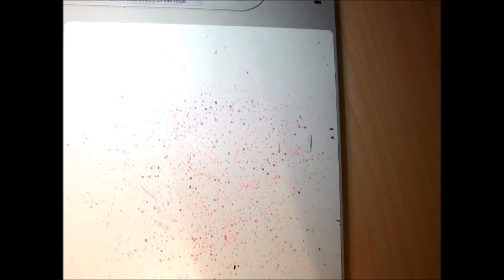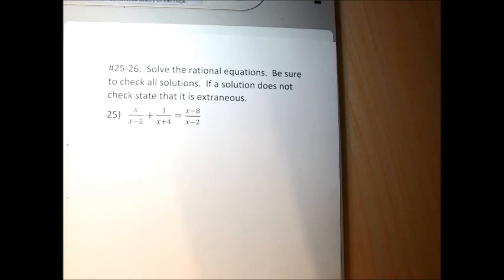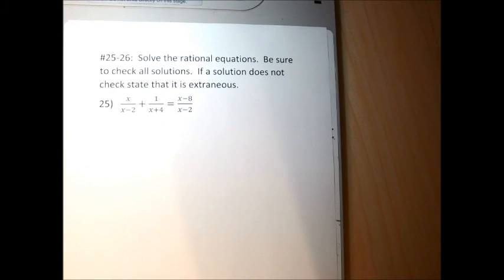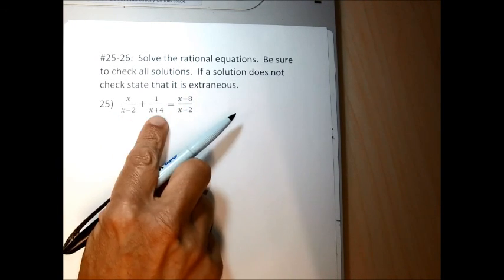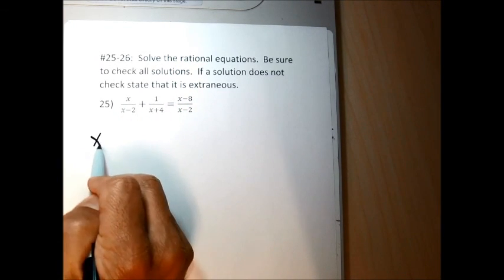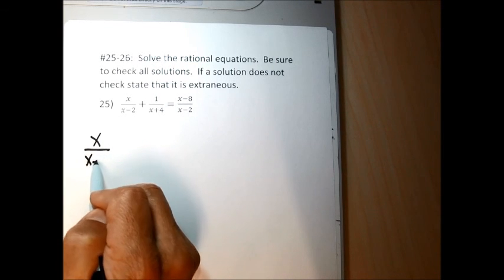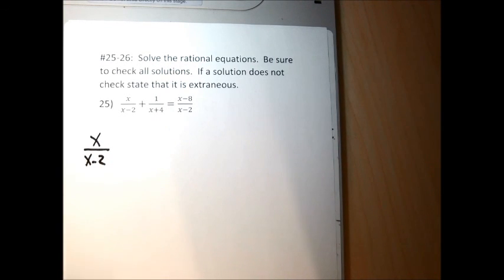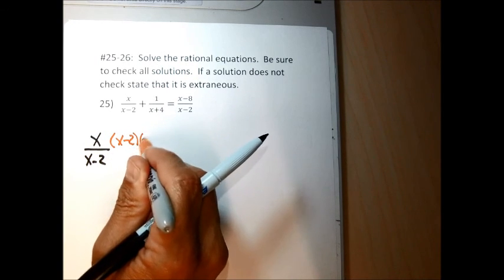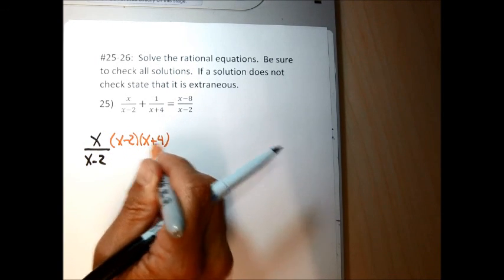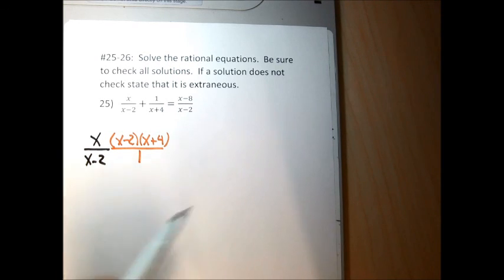All right, 25 and 26, I need to clear fractions because there's a problem that has fractions and an equal sign. Anytime I have a problem with an equal sign, I need a numerical answer for x. And for this problem, I need to get rid of an x minus 2 and an x plus 4. I get rid of an x minus 2 and an x plus 4 by multiplying by an x minus 2 and an x plus 4. In this problem, I'm going to multiply each fraction by x minus 2 times x plus 4 over 1.